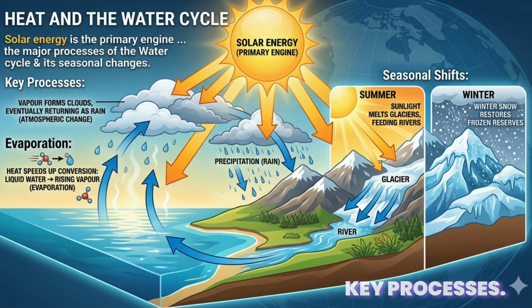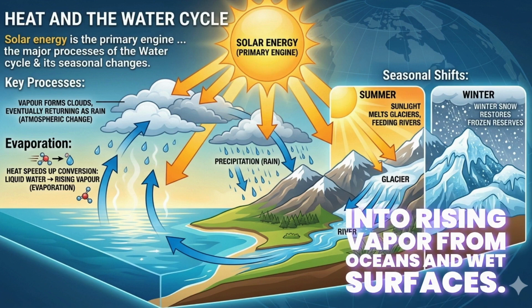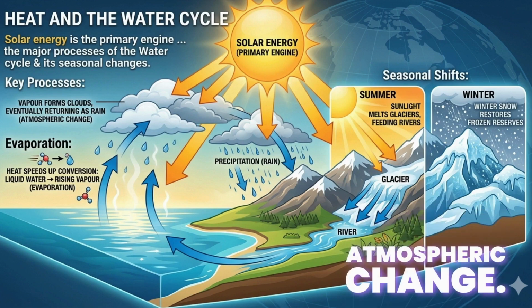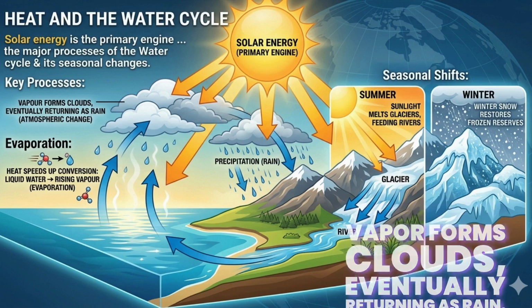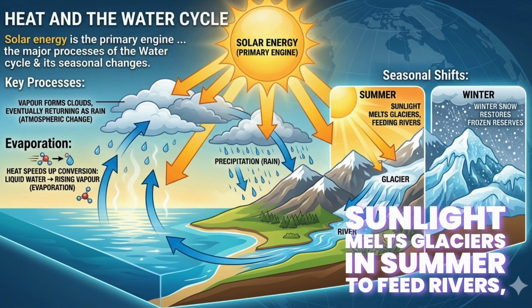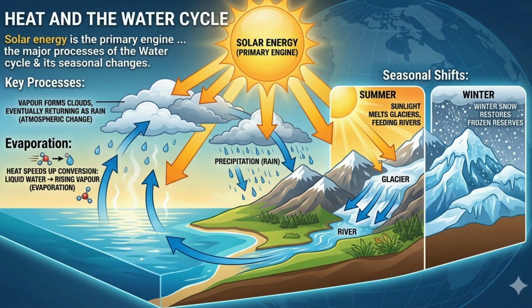Key processes. Evaporation. Heat speeds up the conversion of liquid water into rising vapor from oceans and wet surfaces. Atmospheric change. Vapor forms clouds, eventually returning as rain. Seasonal shifts. Sunlight melts glaciers in summer to feed rivers, while winter snow restores frozen reserves.